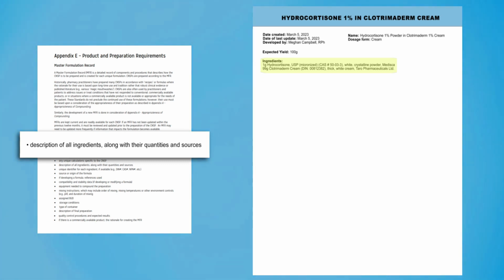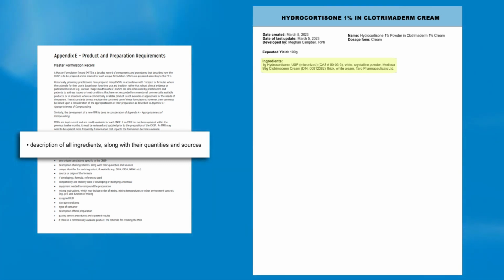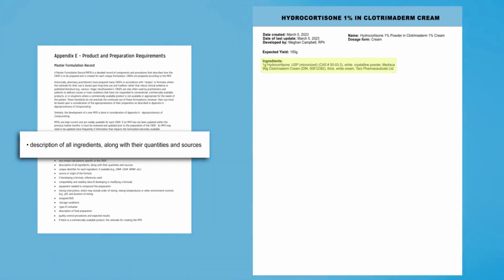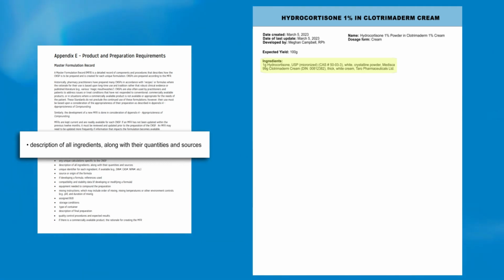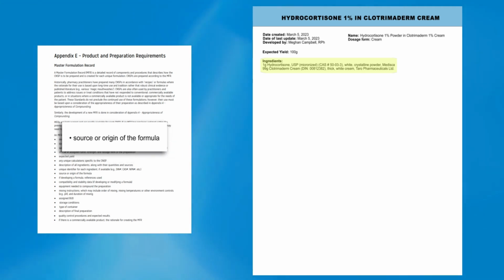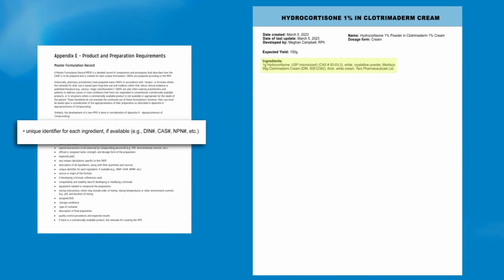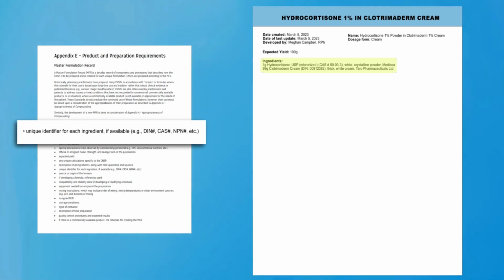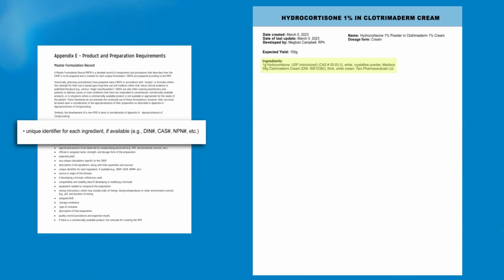Descriptions can be found in safety data sheets, but they can also just be a simple explanation of what you see when you look at the product. For example, white powder or thick white cream. The source is the manufacturer of the ingredient. Examples of unique identifiers are drug identification numbers or natural product numbers. For many compounding ingredients, the unique identifier is a CAS number, which is the Chemical Abstract Services number and can be found in the safety data sheet or on the ingredients label.